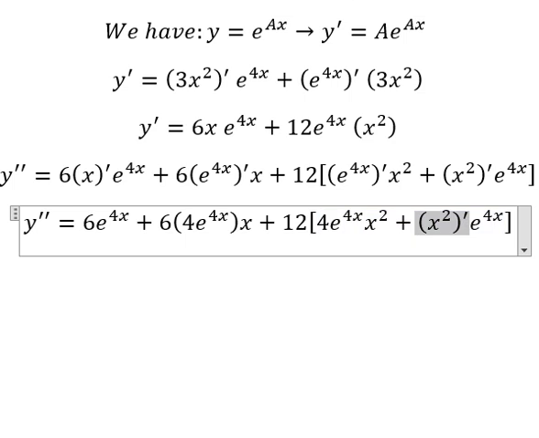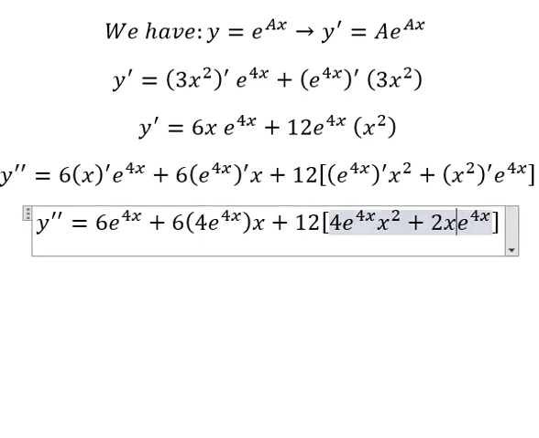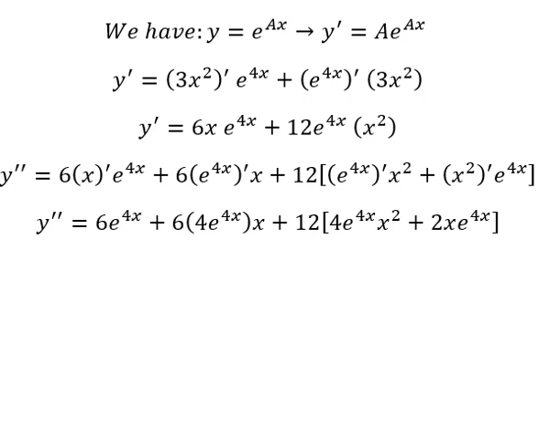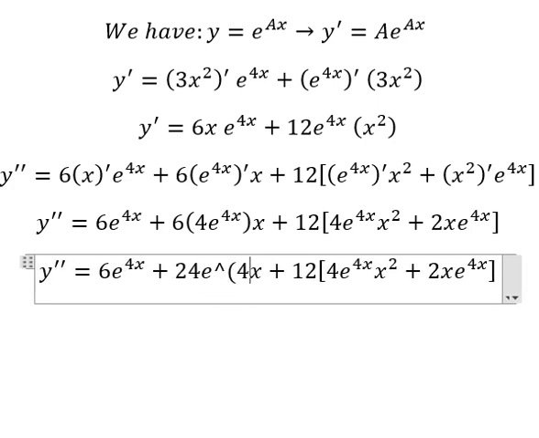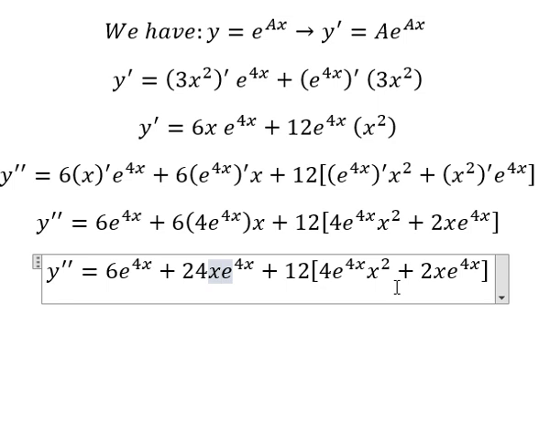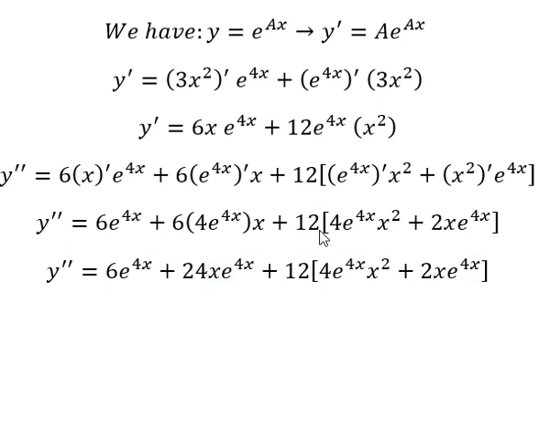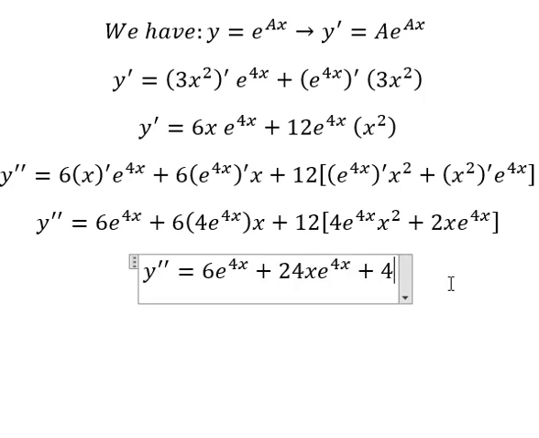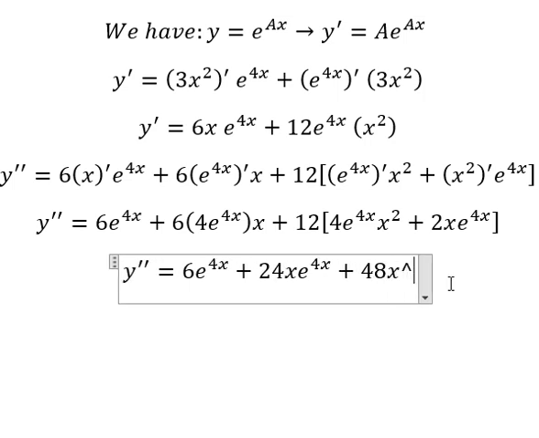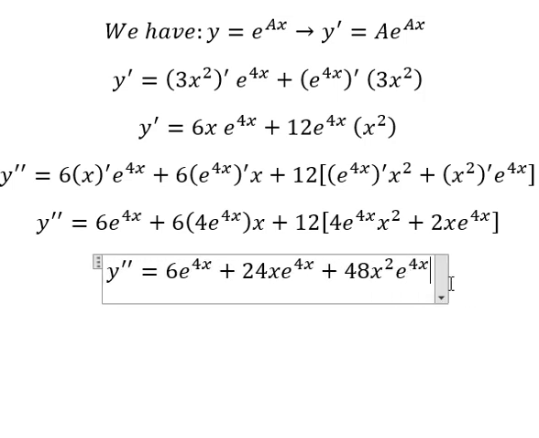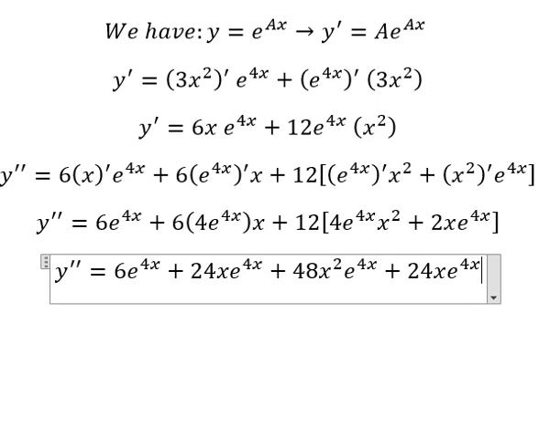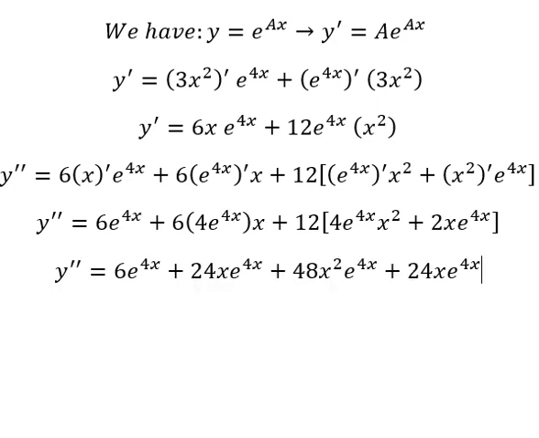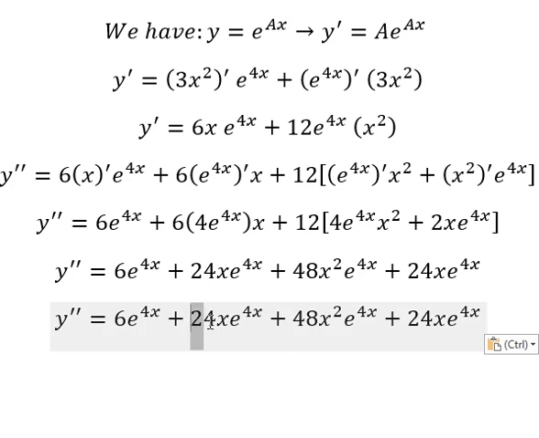This one, that is about 2x. Number 6 and number 4, we have 24. And now number 3 with number 4, and you get 48. The next one we have 24. So 24, we have 48.